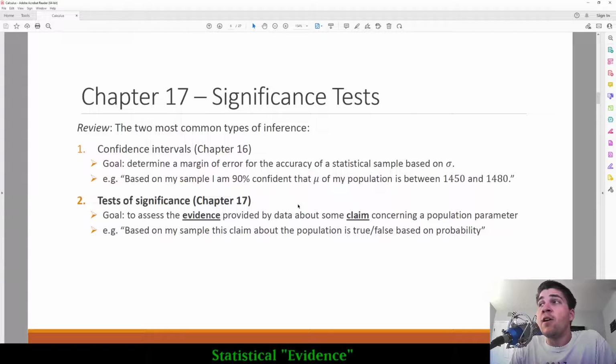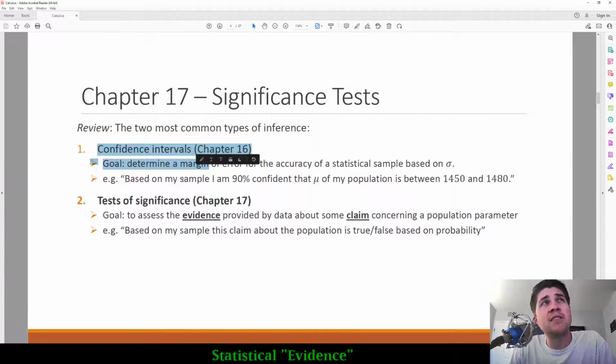So all of that being said, what is a test of significance? That is something that's different, and that's the goal of chapter 17. We're going to start on this lecture this week, and we'll do some more problems when we come back after fall break next week. But the goal is very different.